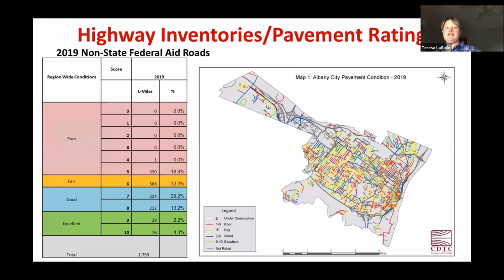So here's just a couple examples on this slide of products that come from those inventories. The table on the left is for the non-state federal aid roadways, showing percentage of lane miles in each condition, color coded similar to Jacob's charts. And then the map on the right is from our City of Albany condition inventory. Again, this is showing surface score. It's not normalized by lane miles or anything. It's just surface score color coded. And as you can see, a lot of the roads end up in that fair to good medium score range. Next slide.